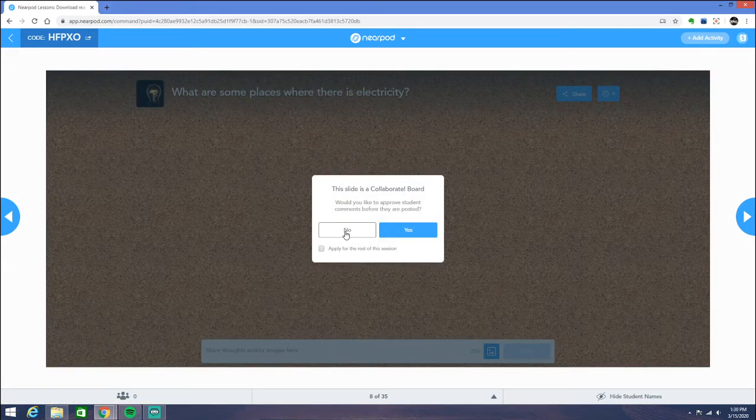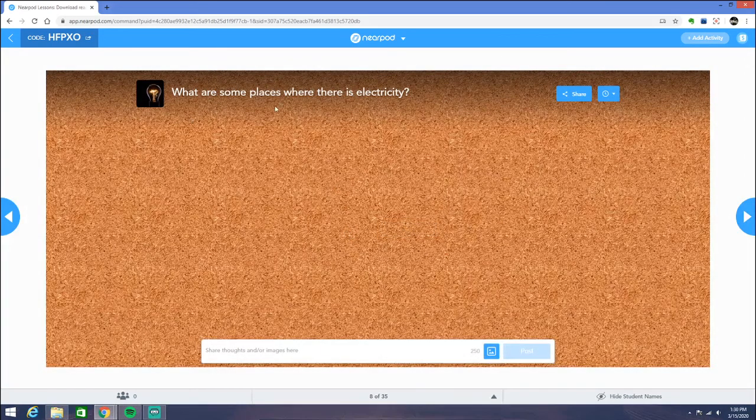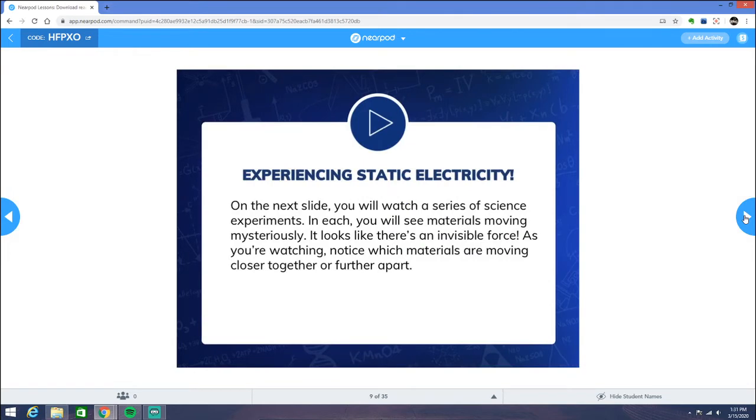On this slide right here is a collaborate board, just talking about some places where you see electricity. Guys, man, there's electricity everywhere. It's kind of like when the power goes out and it just sounds quiet. It's because the electricity turns off. Electricity is everywhere.